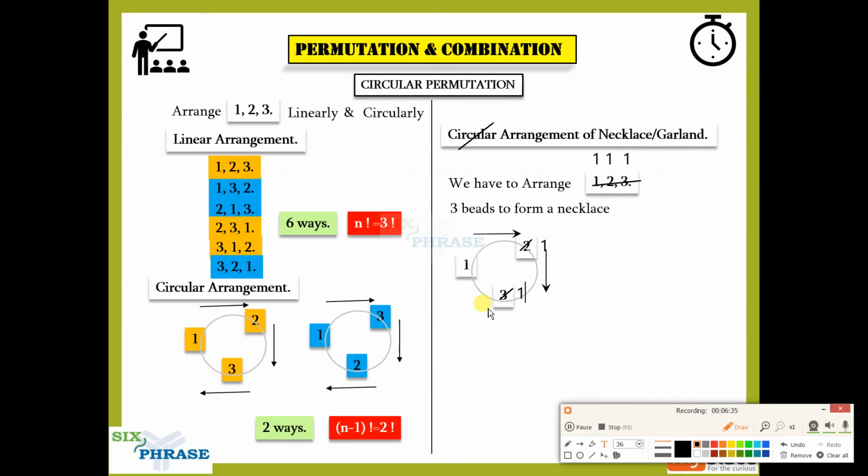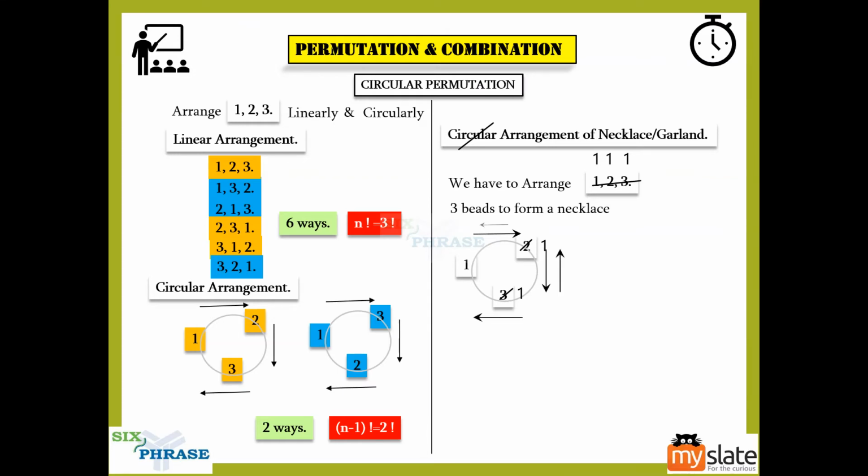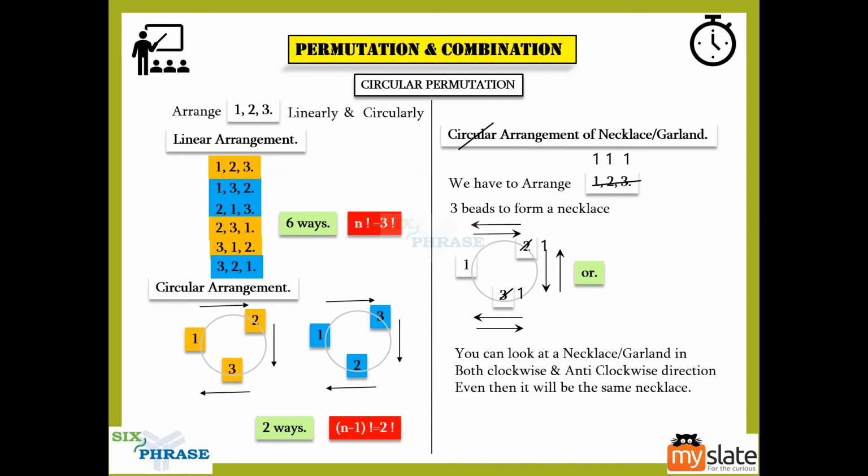So here, because both are the same, you just need one of it. You don't need both. Because you need one of it, here the formula will be n minus 1 factorial divided by 2. As the directions indicate, both clockwise and anti-clockwise here are the same. So here it is one way you can arrange it. And usually when you have a necklace or garland, just make sure that you use this formula, n minus 1 factorial divided by 2.